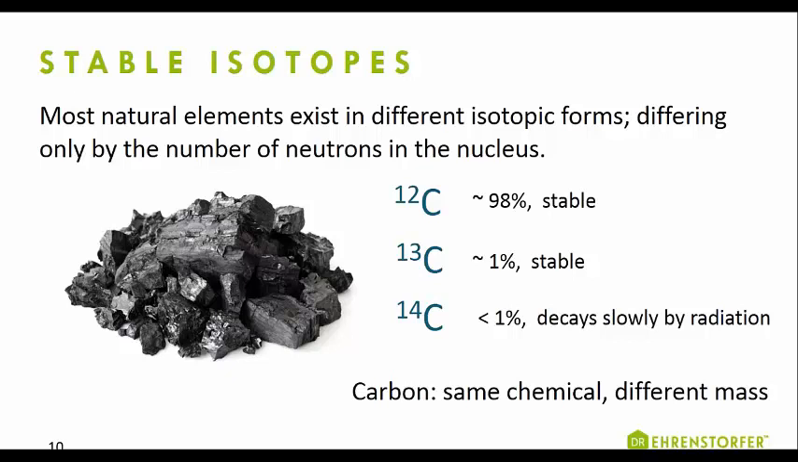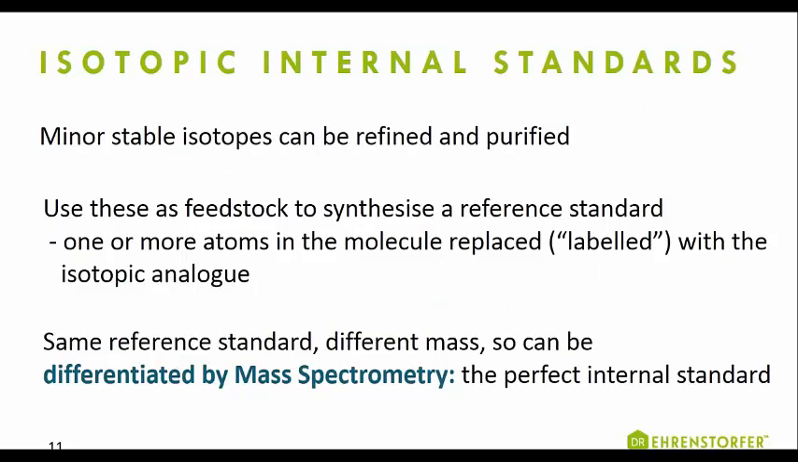Most natural elements exist as a mix of different isotopes, which is the same chemical but with different masses. For example, natural carbon is about 1% carbon-13. This just has one more neutron than the more common carbon-12. It's the same chemical, it just has a different mass. These minor isotopes can be refined and purified. And if you then use them to synthesize a reference standard, you get a reference standard that is the same as the chemical you're looking for, but a different mass. So it could be distinguished in a mass spectrometer. And this is a stable isotope internal standard.